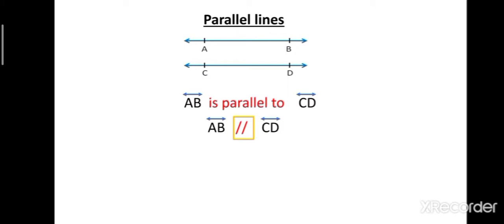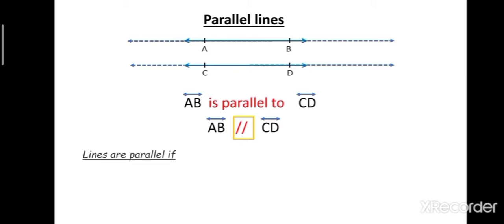Okay, here we have two straight lines. If we extend these two straight lines from both sides, no matter how long we extend them, we are going to notice that they will never meet and they will never touch, and they will have the same distance apart from each other. And that's why we are going to call them parallel lines.